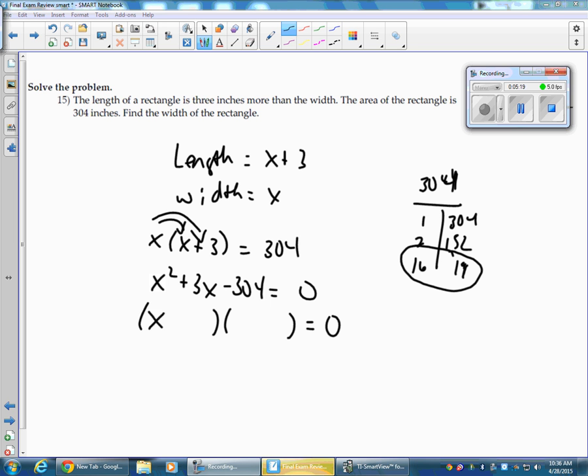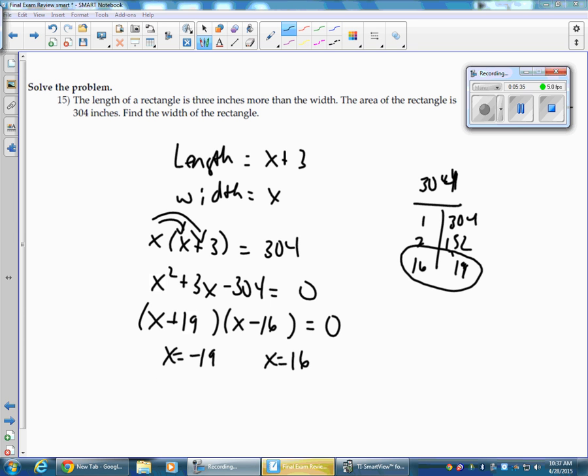But when I factor it, I need two numbers that multiply to give me negative 304 and add together to give me a positive 3. So it's going to be plus 19 and minus 16, set equal to 0. So I get x equals negative 19 and x equals 16.